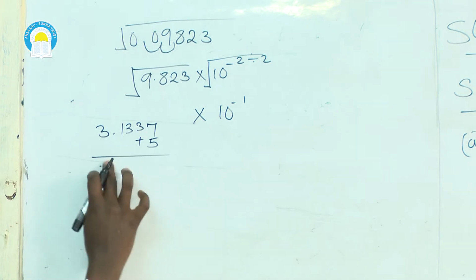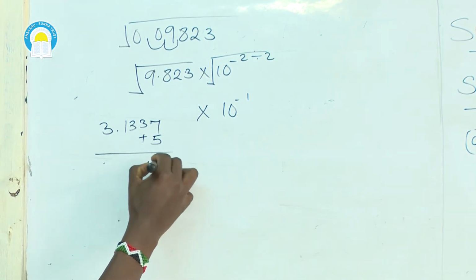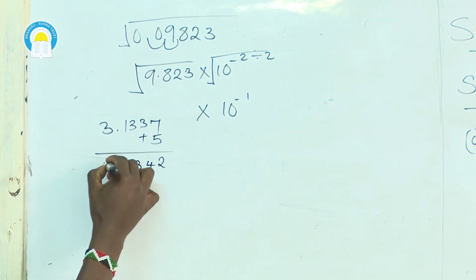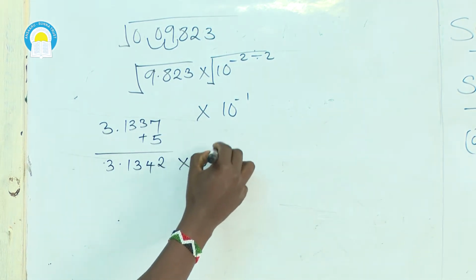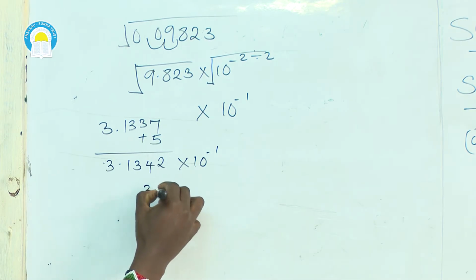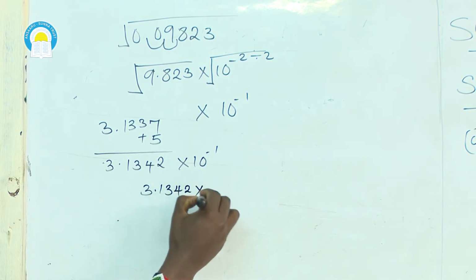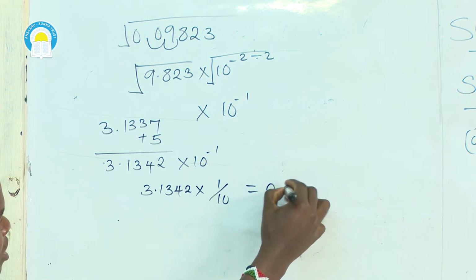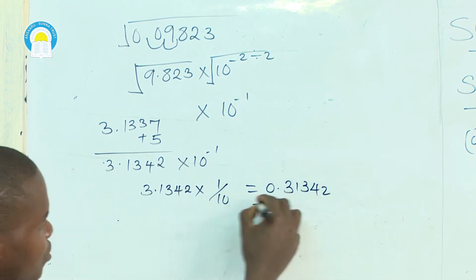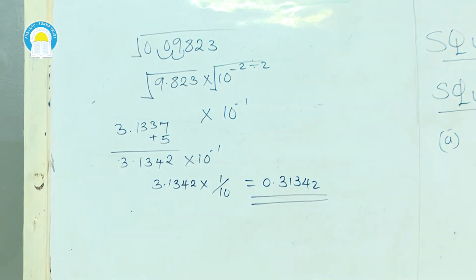That's what you already know. This gives us 3.1342 times 10 power negative 1, which is the same as 3.1342 times 1 over 10, which gives us 0.31342. And that's the square root of 0.09823.